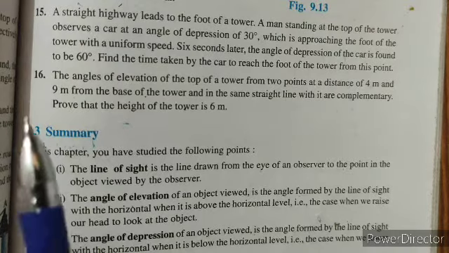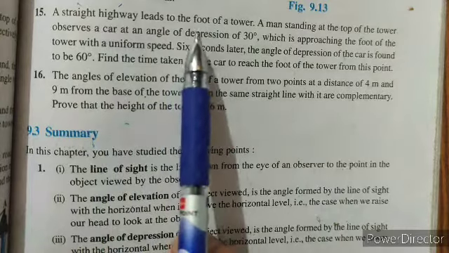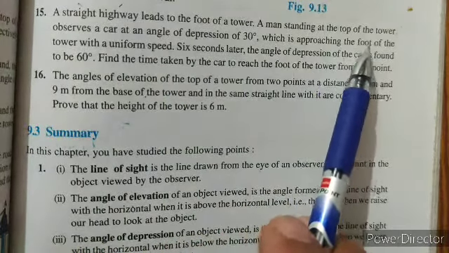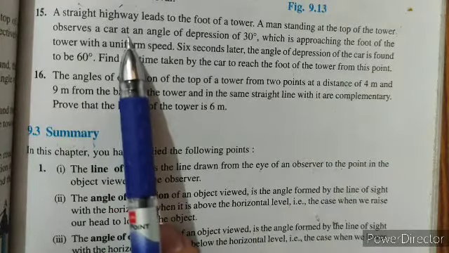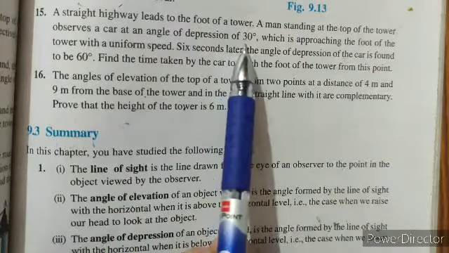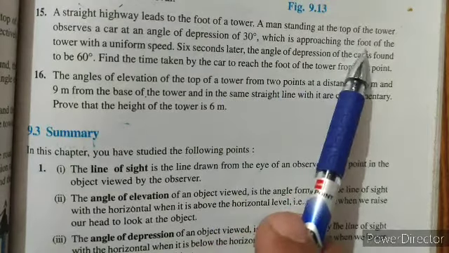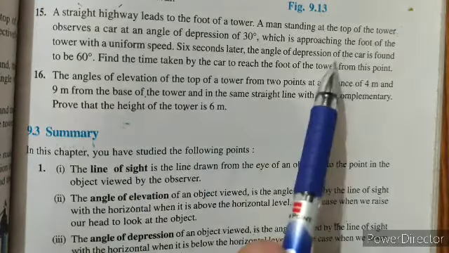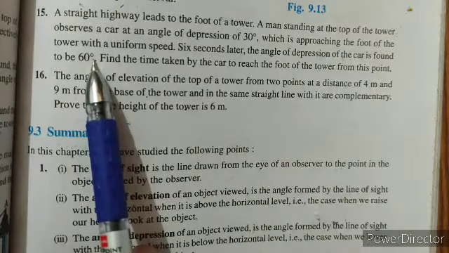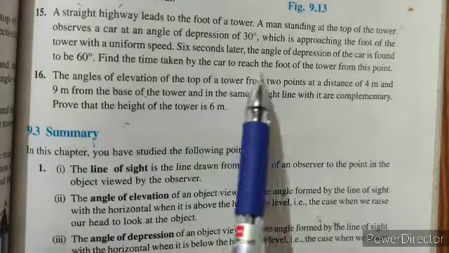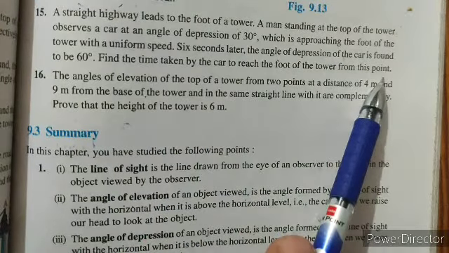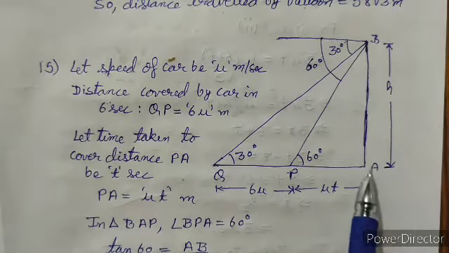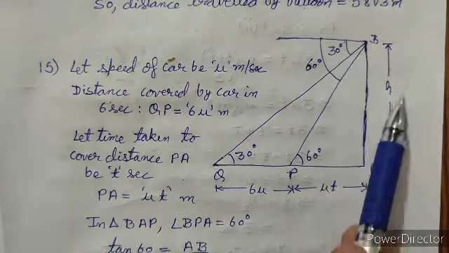Now in question number 15, a state highway leads to a foot of a tower. A man standing at the top of the tower observes a car at an angle of depression of 30 degree, which is approaching the foot of the tower with a uniform speed. 6 seconds later, the angle of depression of the car is found to be 60 degree. Find the time taken by car to reach the foot of the tower from this point, that means from the initial point. Now suppose the height of the tower AB is equal to h.